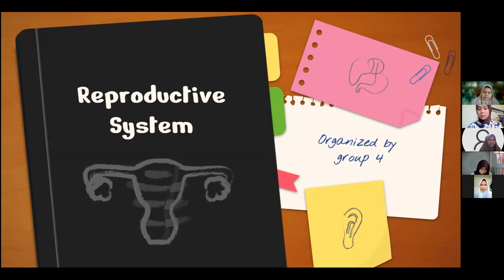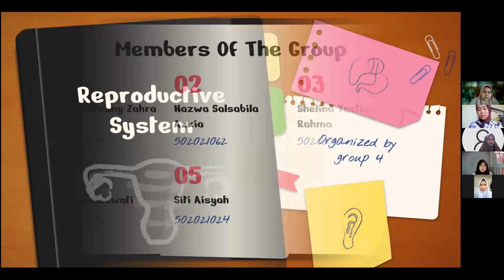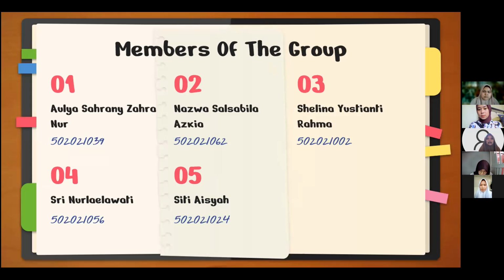Today, my group and I would like to discuss reading comprehension 2. The title of the text is Reproductive System. Let me introduce myself. My name is Nurlaelawati. In this group, there are Aulya, Sahrany, Zahra, Nur, and the second is Nazwa, Salsabila, Azkia. For the third is Sister Shelina, Yustianti, Rahma, and the last Sister Siti Aisyah.